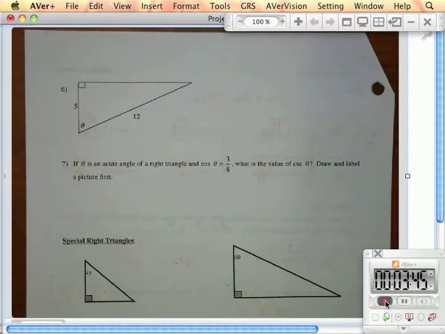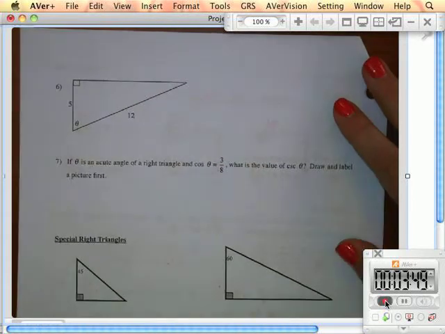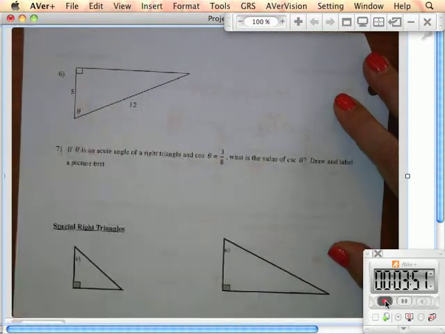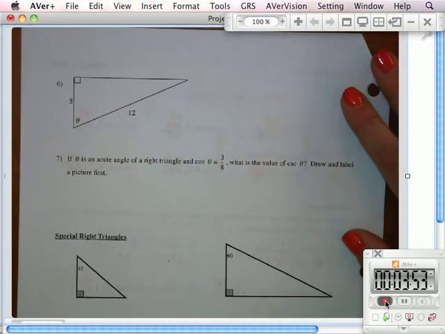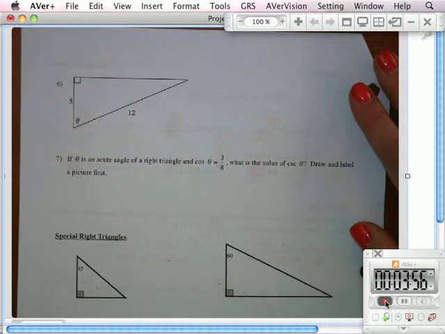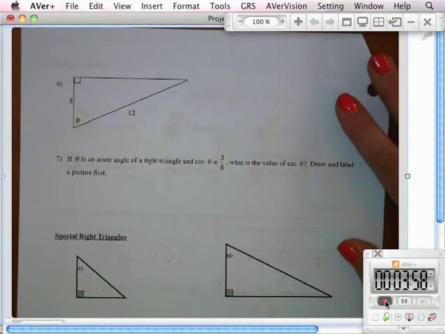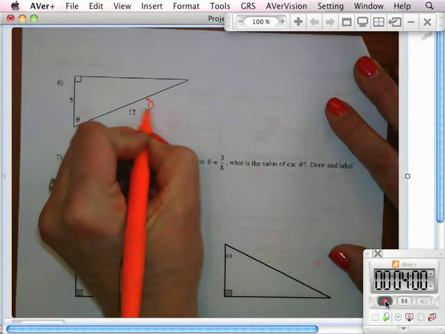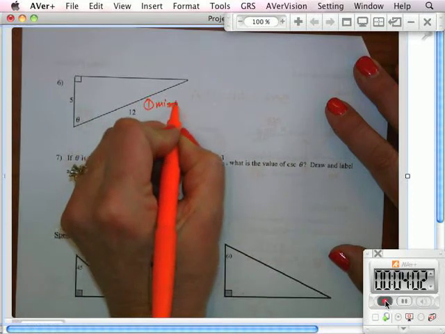Oh, here's the second triangle. This isn't too bad. It's just a little bit different. So here, we got to find the missing side. This is not a special right triangle. You might want to say 5, 12, 13, but it's not because they gave us the hypotenuse here, so you got to be careful. So find the missing side using the Pythagorean theorem.